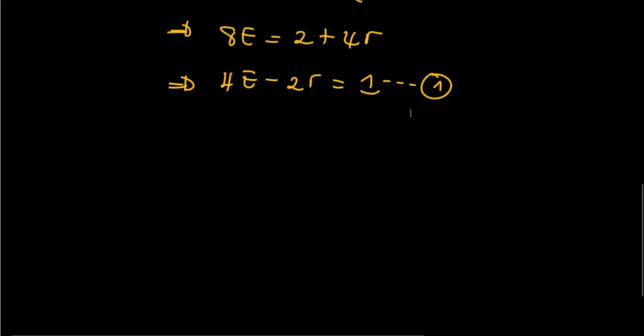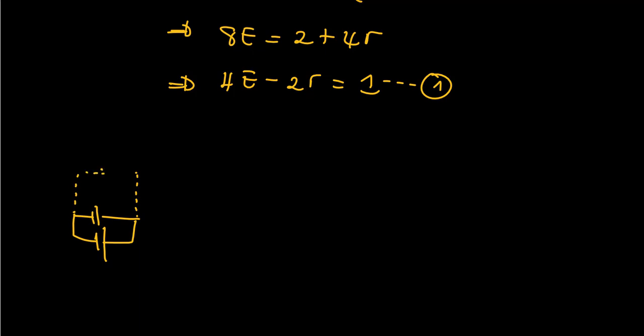Now we are going to consider the case where the sources of EMF are connected in parallel to each other. So if they are connected in parallel to each other, we can have a circuit arrangement of this nature. So they are going to be connected as such right up to the external load.